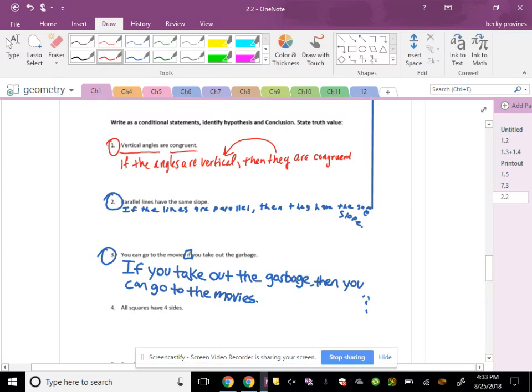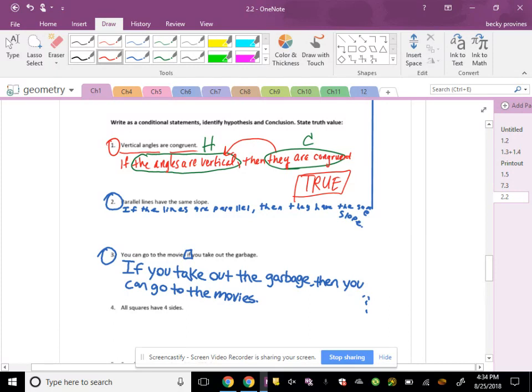All right. It says identify the hypothesis and the conclusion. So when I circle this, I do not circle the if or the then. I'm going to abbreviate it. Hypothesis and conclusion, H and C, and state the truth value. So if the angles are vertical, then they're congruent. Is that true every single time? And hopefully you're saying it is. It is a theorem. They are always congruent. This is true.